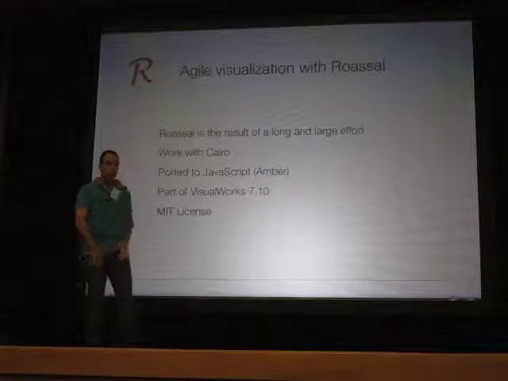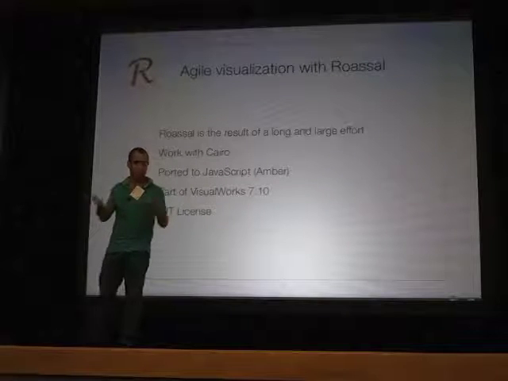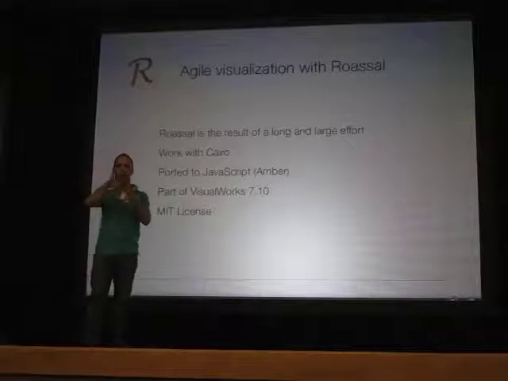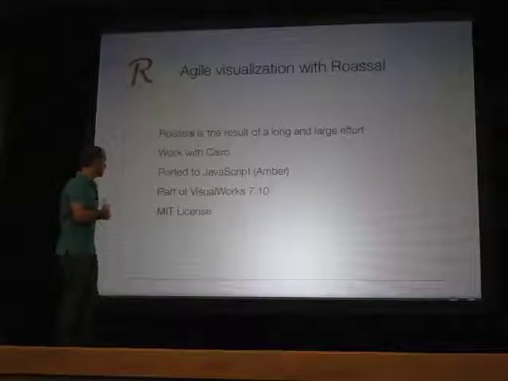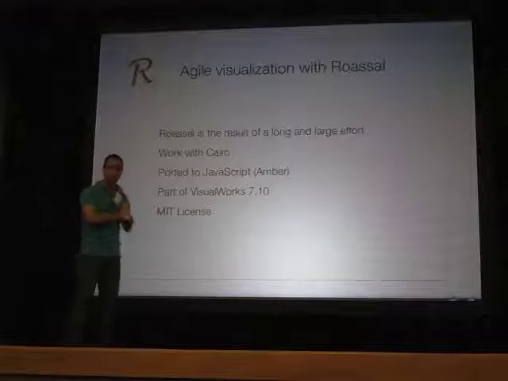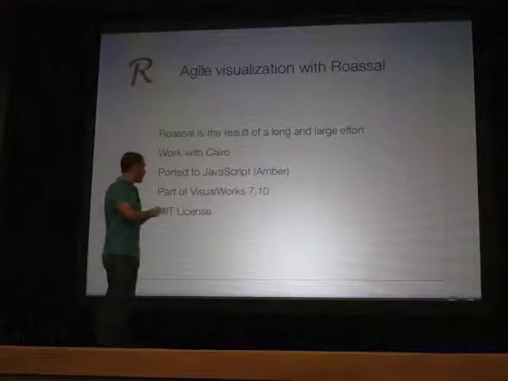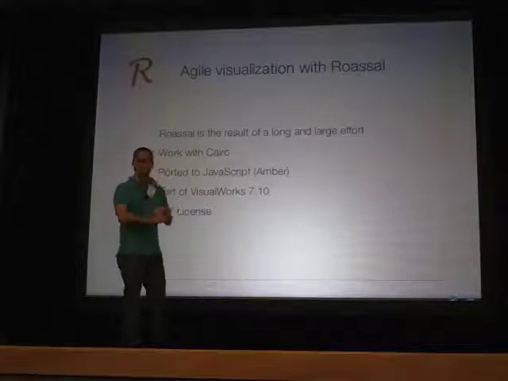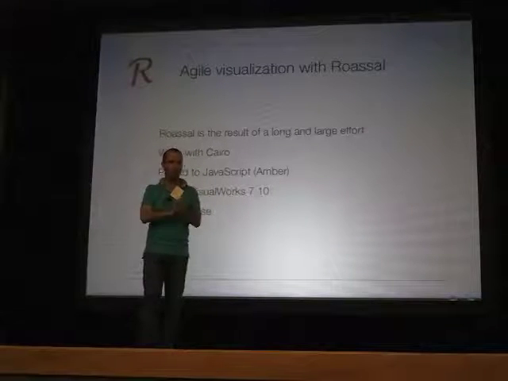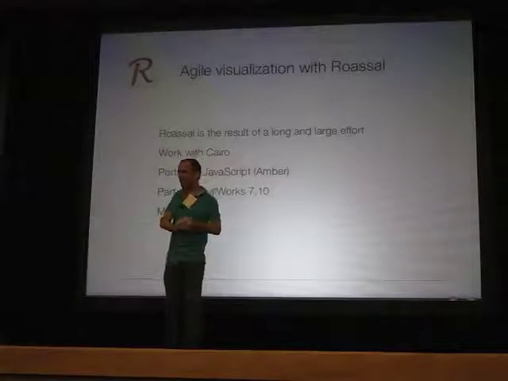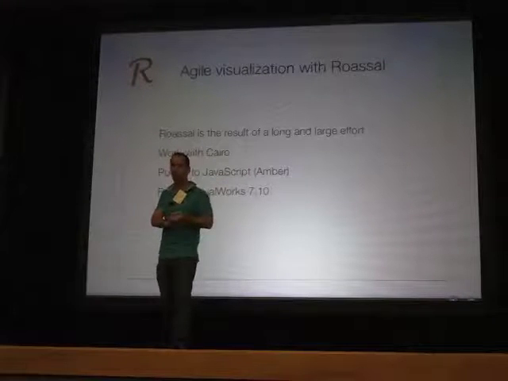Roassal works with Cairo, both on VisualWorks and on Pharo. Cairo is very nice when you want to do visualizing with complex Bezier shapes. And I'm working on JavaScript with Amber, so it works on Amber. Currently we have one engineer working on that. Roassal works on 7.4, which is necessary to meet one requirement from our sponsor, and he works on 7.10, and Roassal also works on PS Smalltalk.